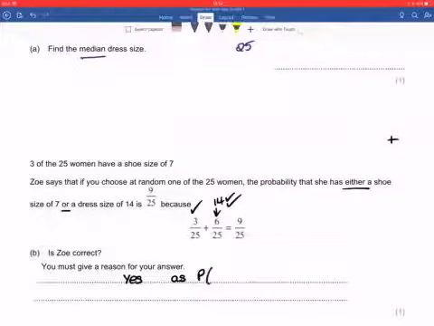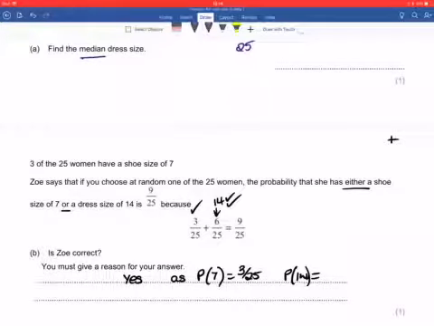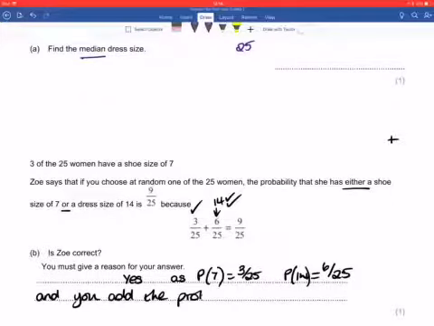The probability of being a 7 equals 3 out of 25, and the probability of being a size 14 equals 6 out of 25, and you add the probabilities together. Okay, that's what you do.